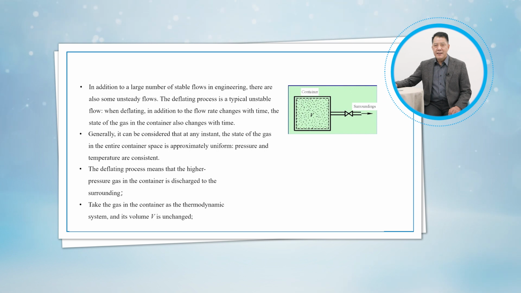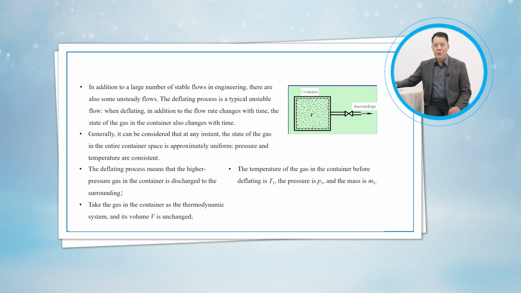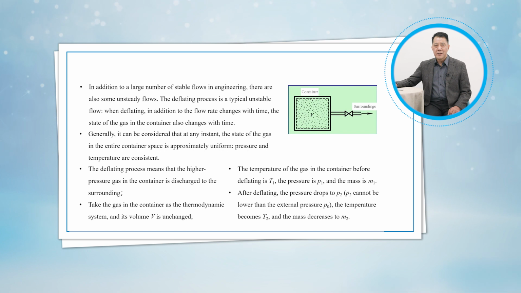Now, let's take the gas in the container as the thermodynamic system, and its volume V is unchanged. The temperature of the gas in the container before deflating is T1. The pressure is P1 and the mass is M1. After deflating, the pressure drops to P2. The temperature becomes T2 and the mass decreases to M2.